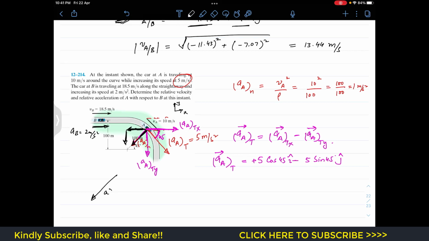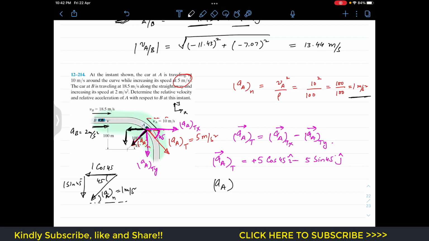And since we know that this is the acceleration of A in the normal direction and its magnitude is 1 meter per second square, and it is making 45 degrees here. If it is making a 45-degree angle here, it is going to make a 45-degree angle here as well. So it will have one component in this direction, and one component in this direction as well. So this one will be 1 cos of 45, and this one will be 1 sine of 45 degrees.